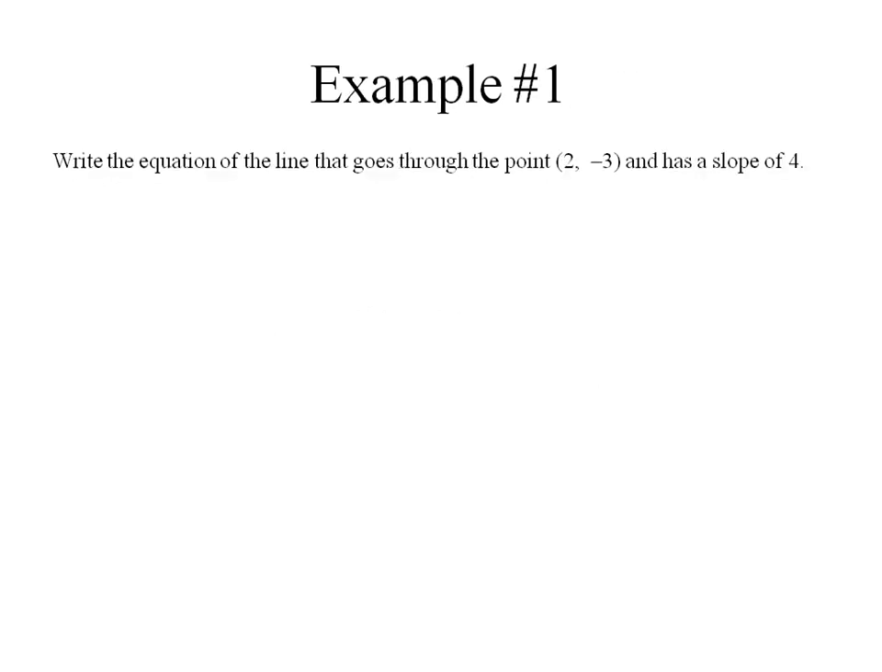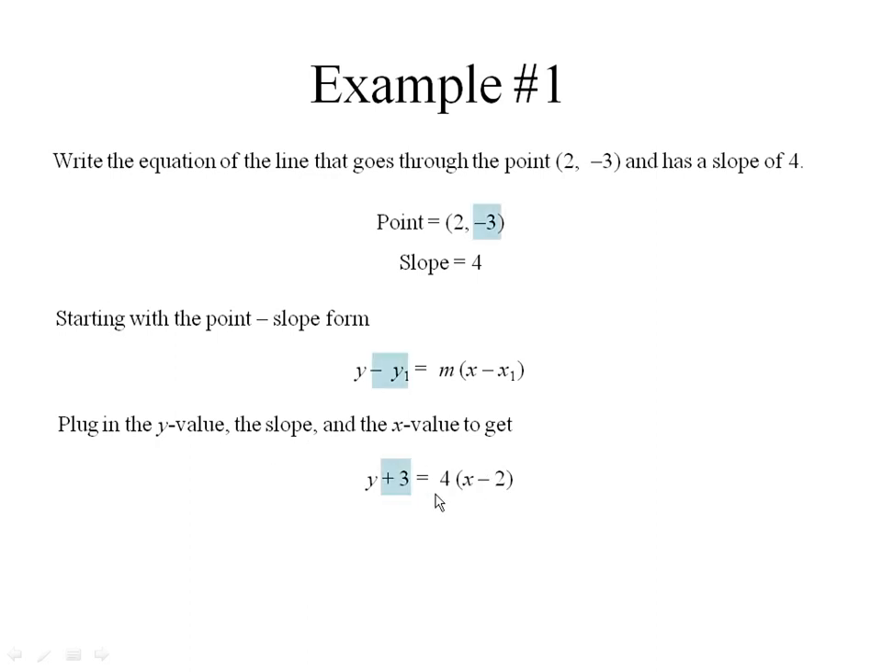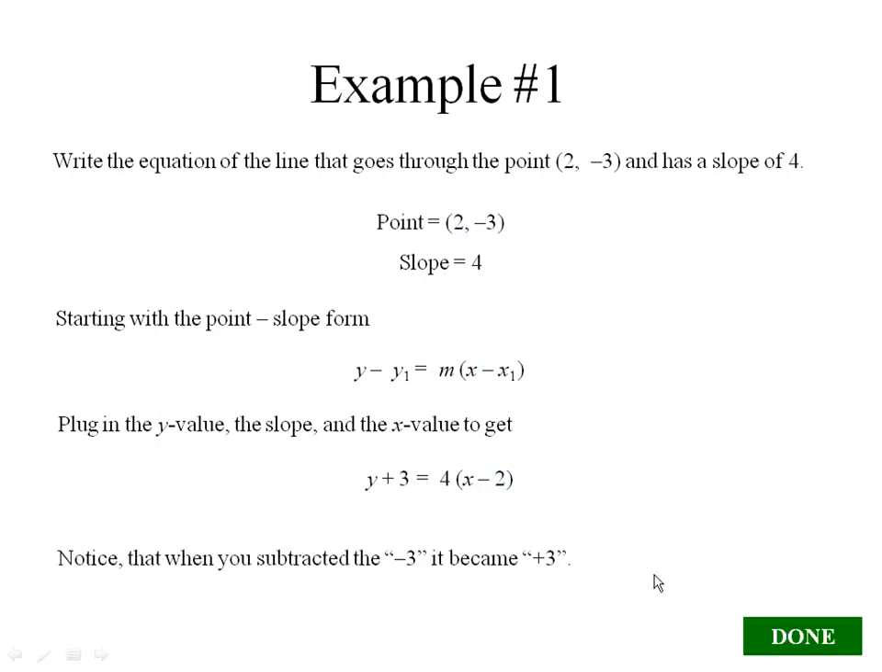Let's do an example. It says write the equation of the line that goes through the point 2, negative 3 and has a slope of 4. The point is 2, negative 3. The slope is 4. So we have everything we need. All we need now is the point-slope formula, and all we're going to do is plug in the y value, the slope, and the x value to get y plus 3 equals 4 times x minus 2. I'm going to slow this down and show you where the y plus 3 equals 4 times x minus 2 comes from.